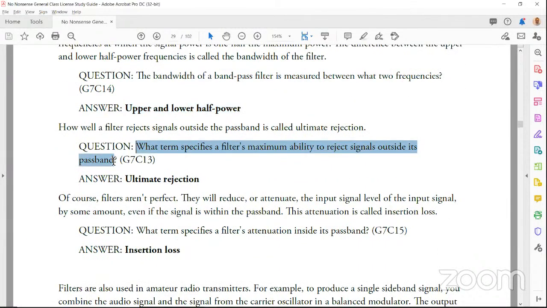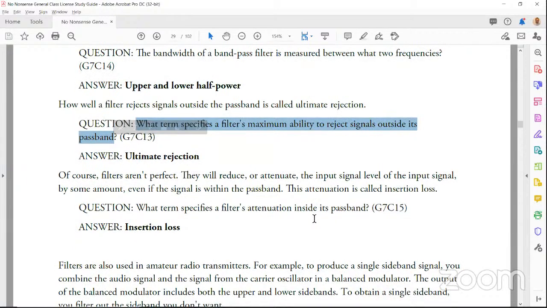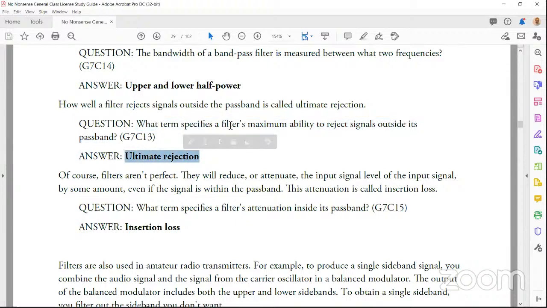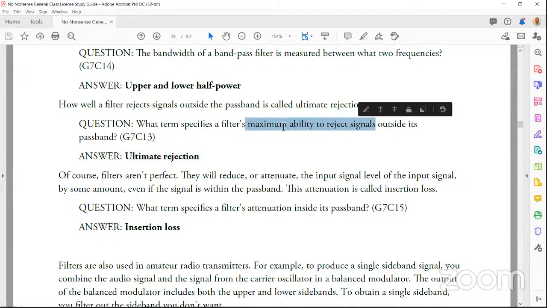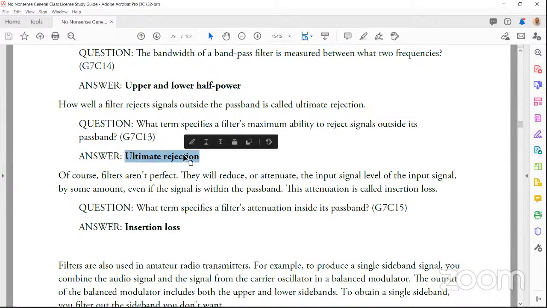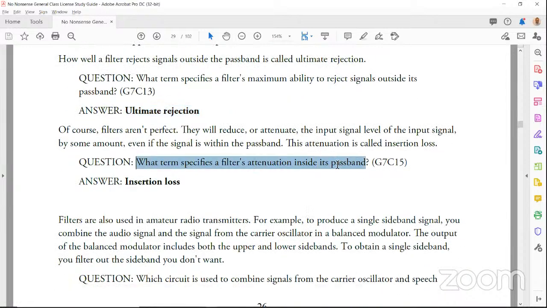Next question in the question pool. What term specifies a filter's maximum ability to reject signals outside its pass band? We learned that term as the ultimate rejection. That's the maximum ability to reject the signal outside of the passband. Ultimate rejection is the term. Next question.